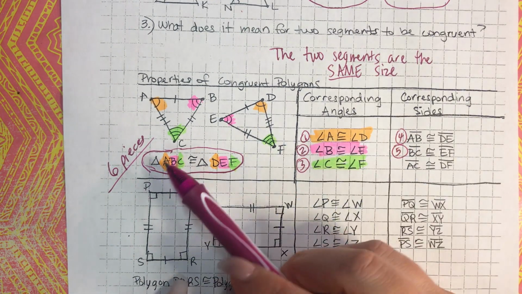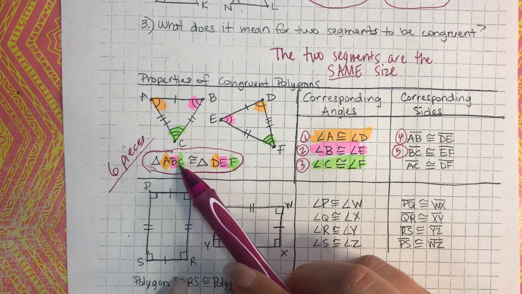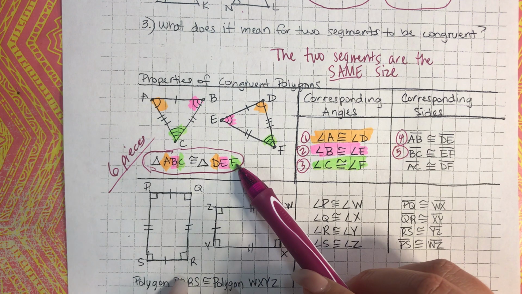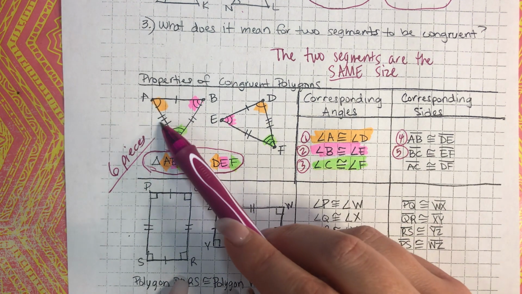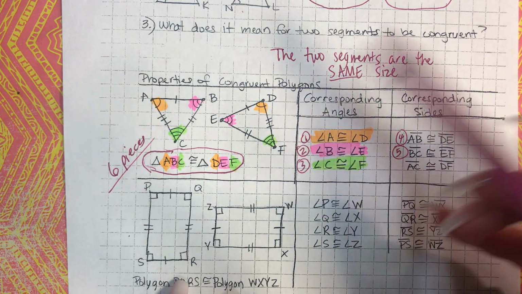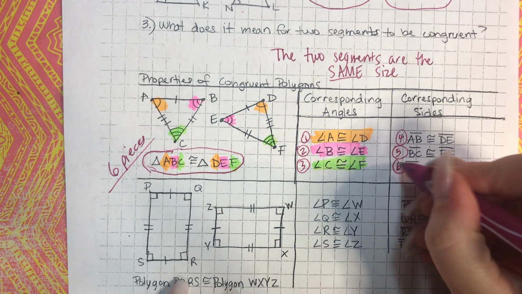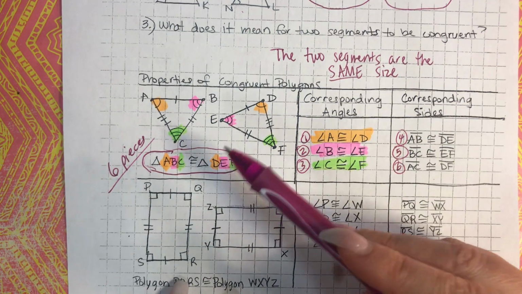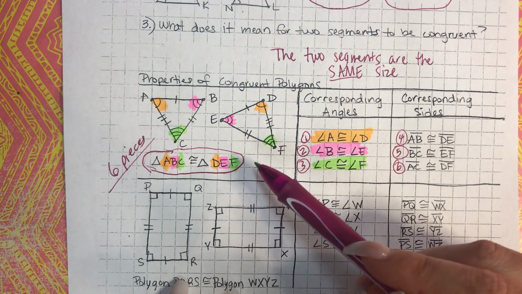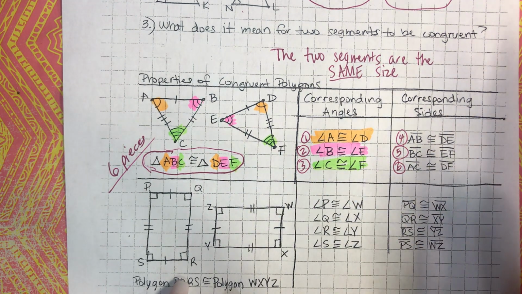And then the last side is the first and the third. AC is congruent to DF. So AC has 3 hash marks. DF has 3 hash marks. That's our 6th piece of information. So just from this one statement, there's 6 pieces of information there, okay? That's a ton of information.